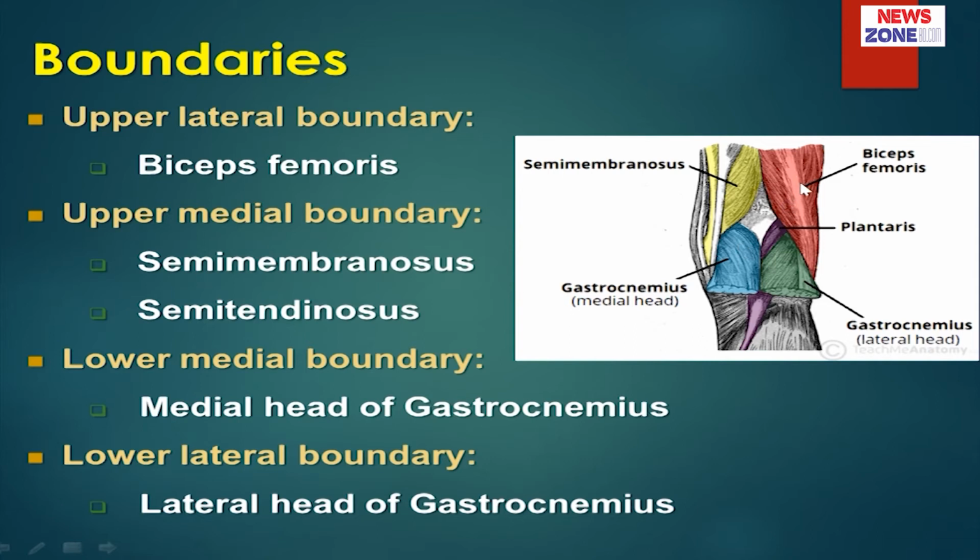As in this picture you can see, this is the biceps femoris muscle present upper laterally, and upper medially it is bounded by the tendinous semitendinosus muscle and the underlying semimembranosus muscle. At the lower medially it is bounded by the medial head of the gastrocnemius over here, this blue colored area. At the same time, lower laterally it is bounded by the lateral head of the gastrocnemius associated with the plantaris.